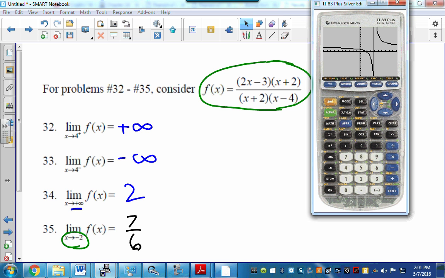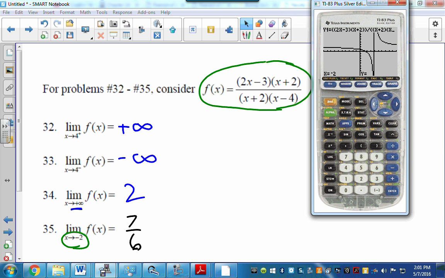And just to make sure I've got everything right, I could hit my trace button. If I put -2 in, that's where the hole's supposed to be. And sure enough, the function is undefined for x equal to -2. Notice there's no y value there.